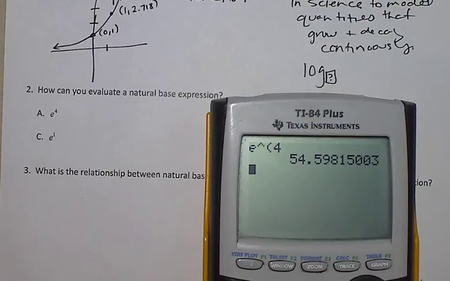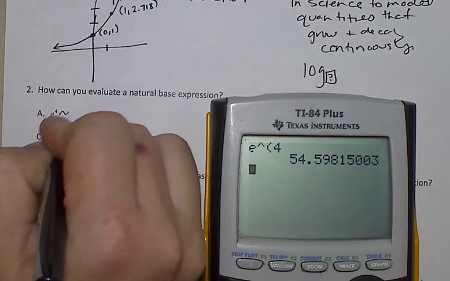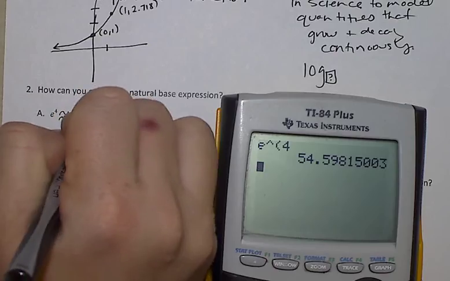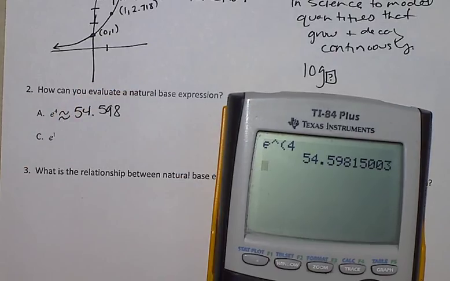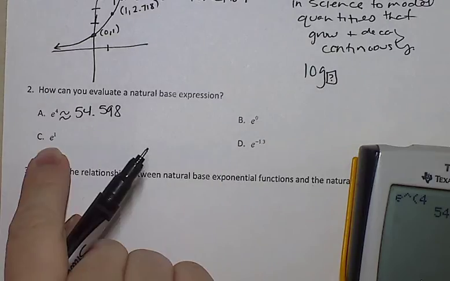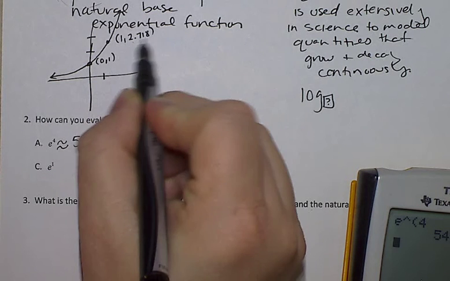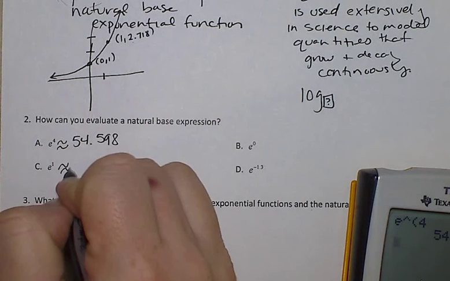We're going to round it to the nearest thousandths. So to represent rounding, you use the approximation symbol, approximately 54.598. Okay, we already did this one. E to the first. So if my input value is 1, what is my output value? 2.718.